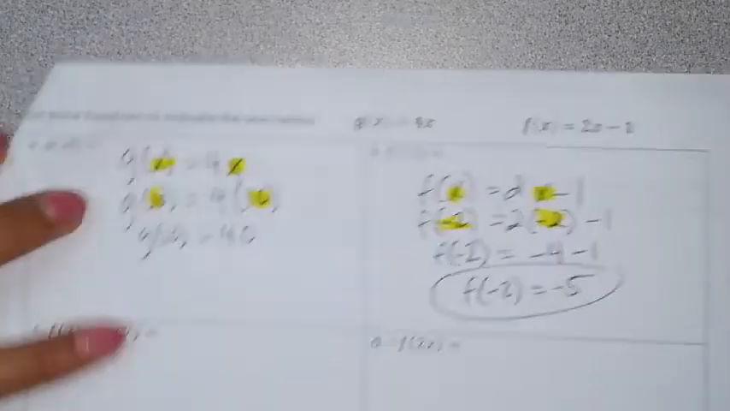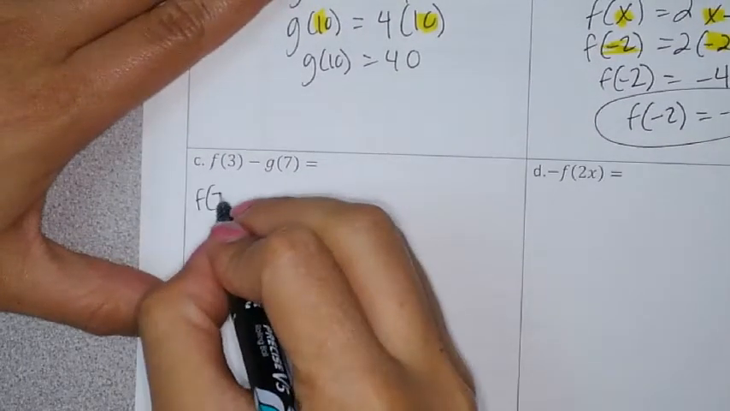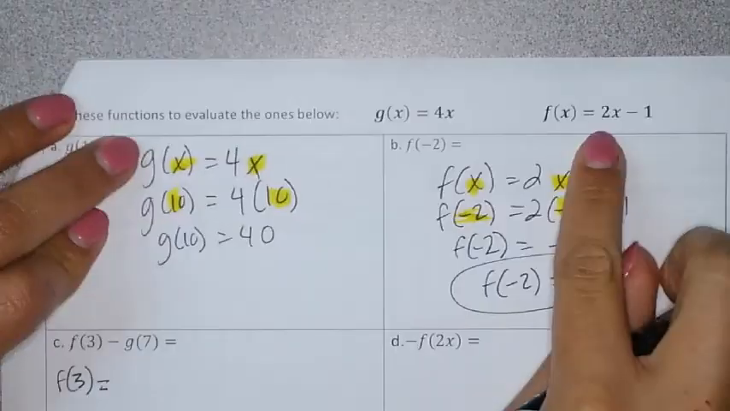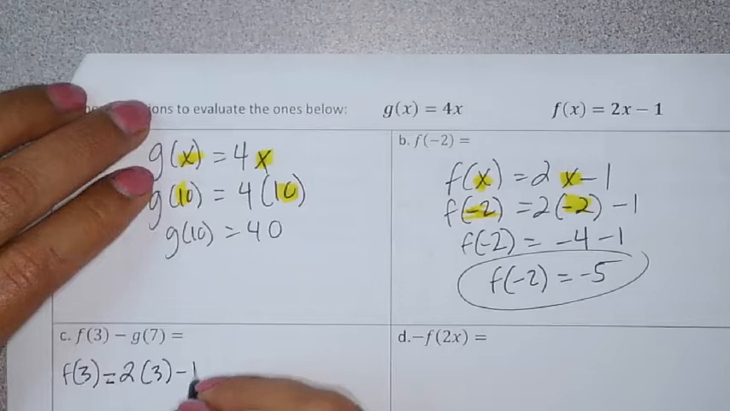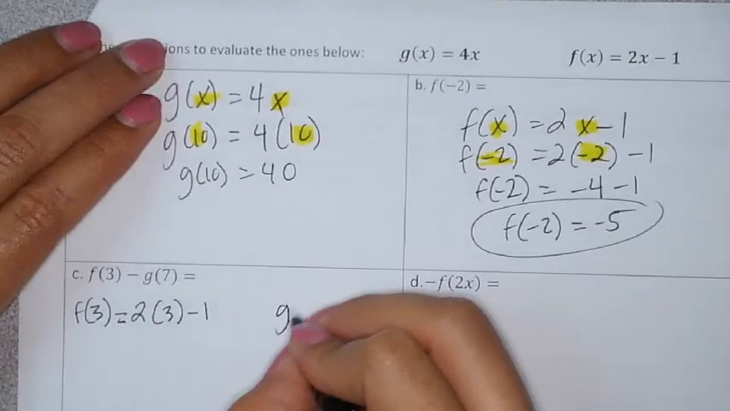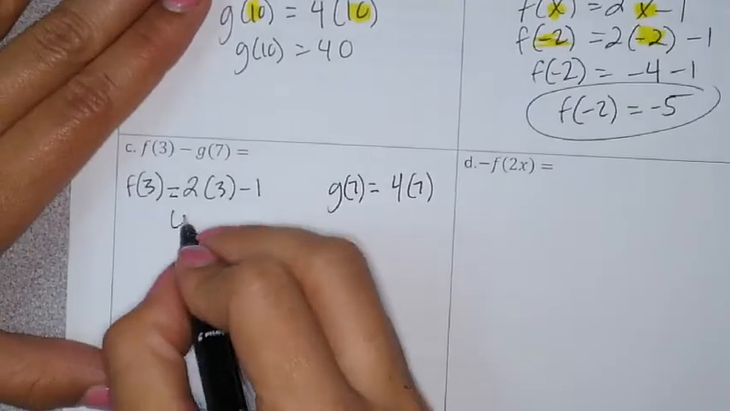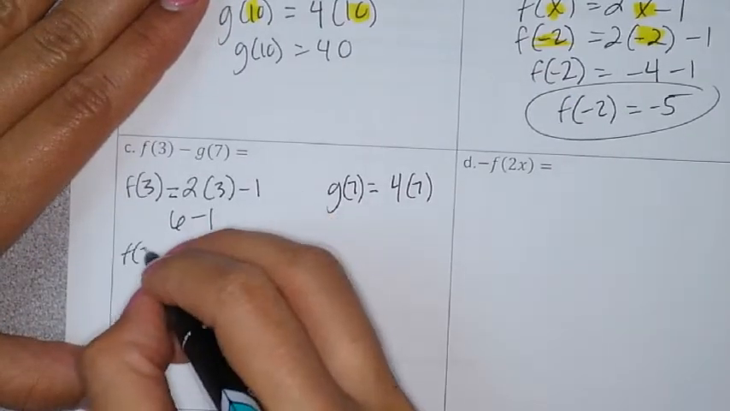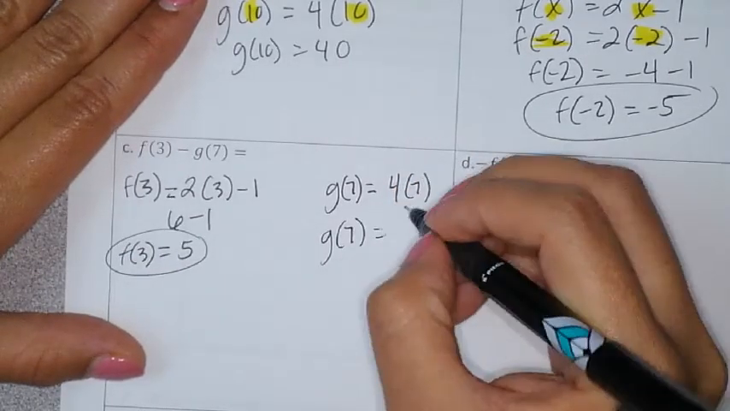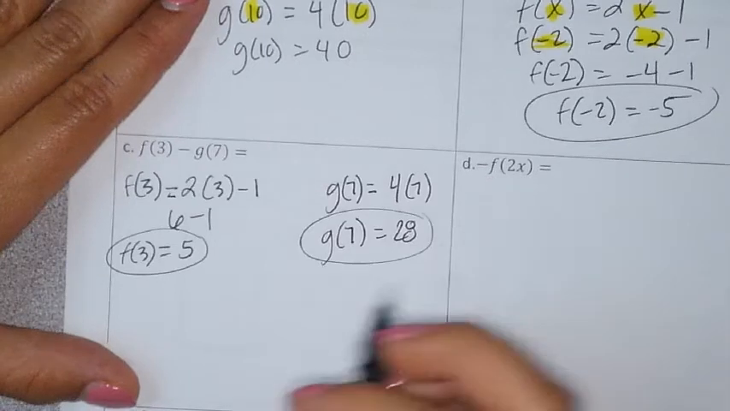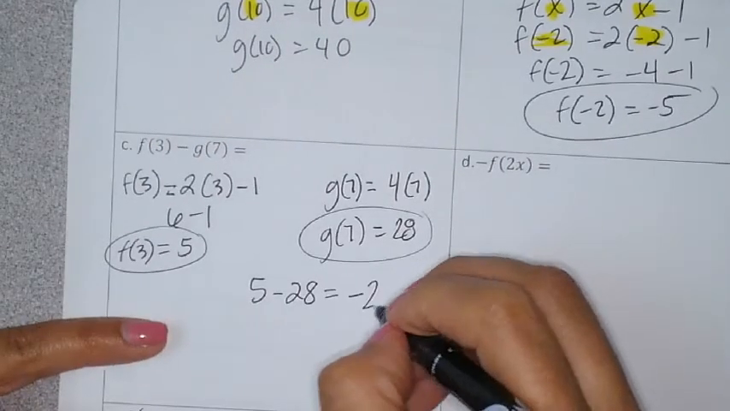Okay? Here I have to subtract these two, but I have to evaluate them first. F of 3 is, I'm using the original equation, I'm substituting the x for the 3. 2 times 3 minus 1. G of 7 would be 4 times 7. So f of 3 is 5. G of 7 is 28. So now I have to do 5 minus 28, and it equals negative 23.